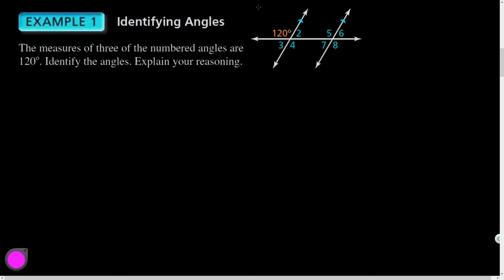Here's example 1. The measures of 3 of the numbered angles are 120 degrees. Identify them. Here we go.